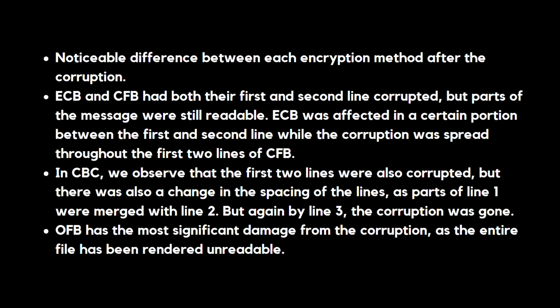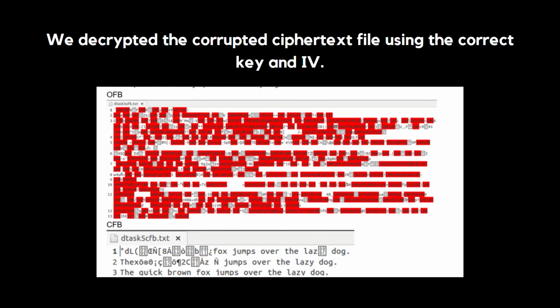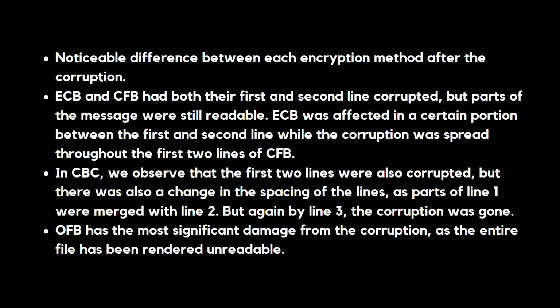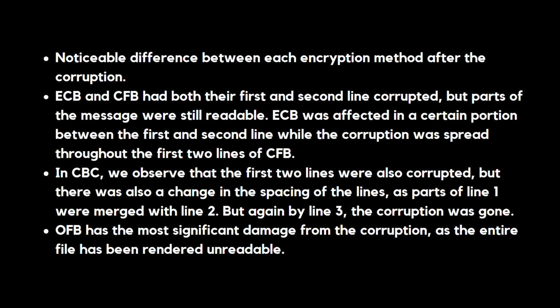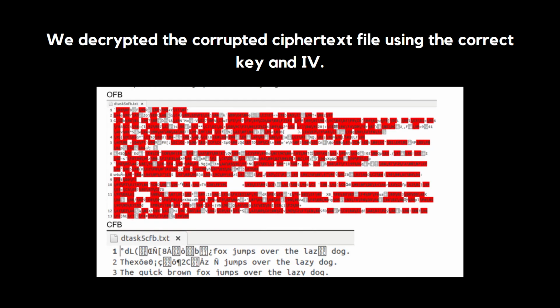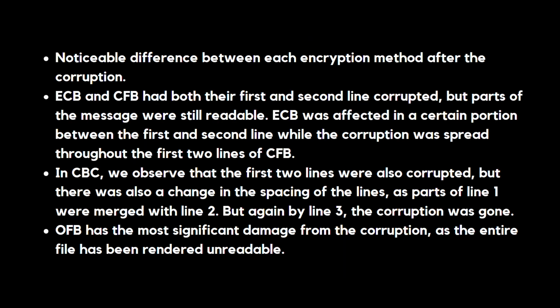ECB was affected in a certain portion between the first and the second line, while in the CFB, the corruption was spread throughout the first two lines. In CBC, we observed that the first two lines were also corrupted, but there's a change in the spacing of the lines, as part of line 1 merged with line 2, and then in line 3 the corruption was almost gone. However, if we look at OFB, we can see that it suffered the most damage, as pretty much the entire file was rendered unreadable. So that was it for lab activity 8.